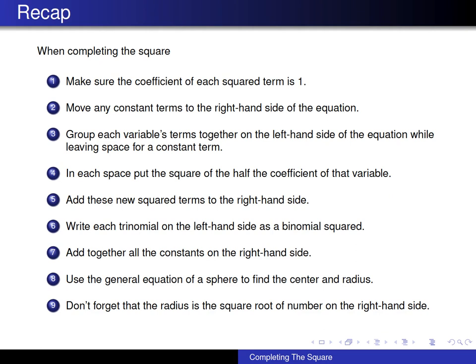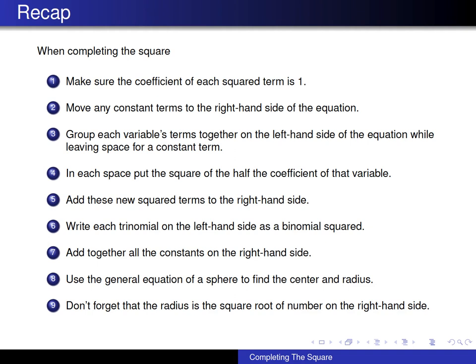So here's just a rundown of the things you've got to do to complete the square. You're going to make sure the coefficient of each squared term is 1. If not, do what we did in that second example and divide through. Move any constant terms to the right-hand side of the equation. Then group your variables together on the left-hand side, your x's, your y's, and z's together, leaving space for that new constant term that you're going to be adding. Number 4: in that little space that you left, put half of the coefficient of just the first degree variable in there and square it.